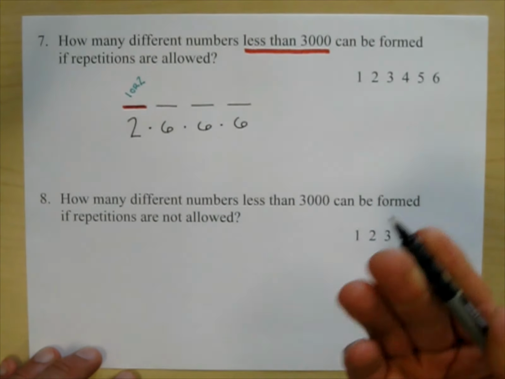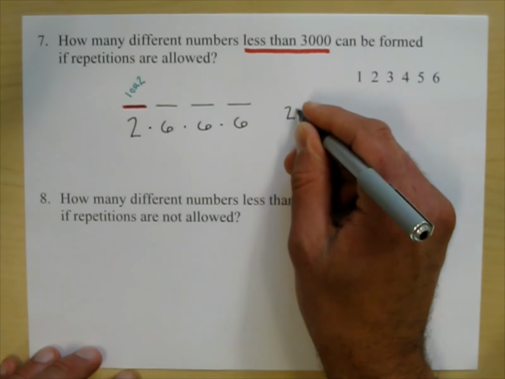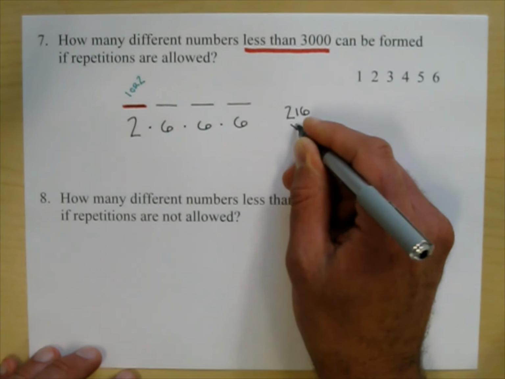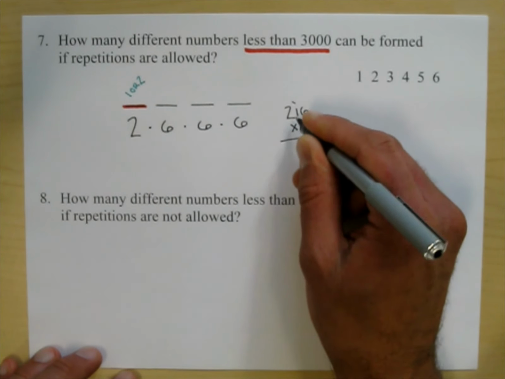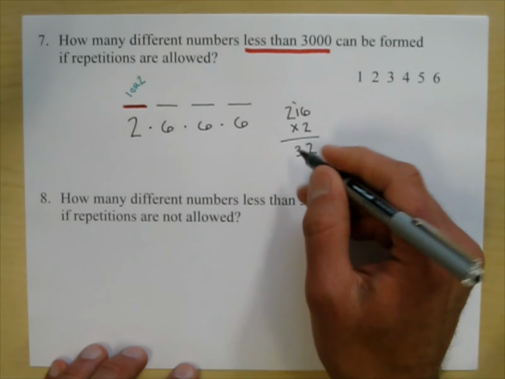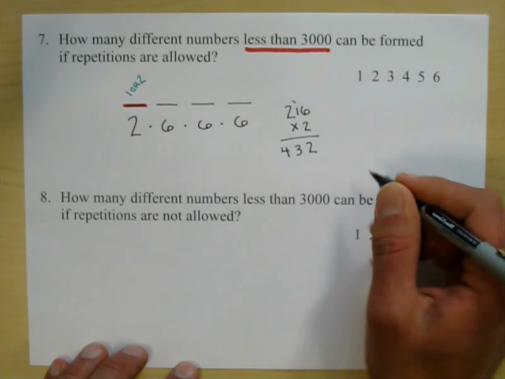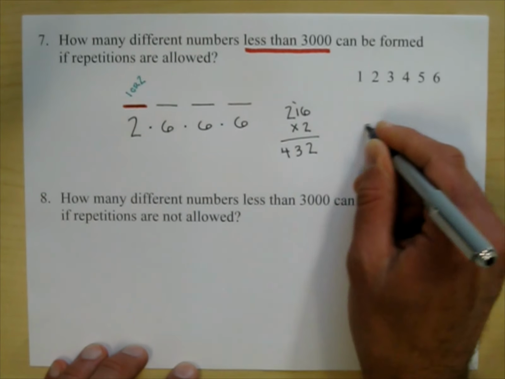So we've already seen 6 times 6 times 6 in problem 2, which was 216 times 2. So 12, and then 2 plus, we have the 3, and then we have 2 times 2 is 4. So my final answer for this is 432.